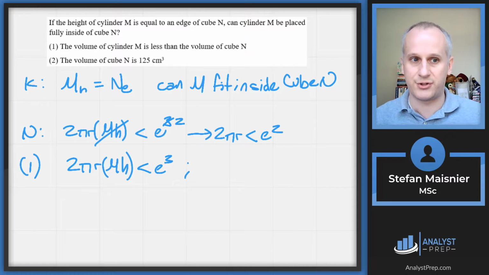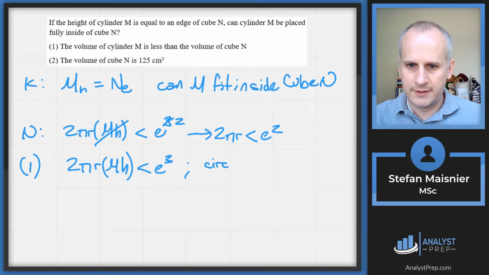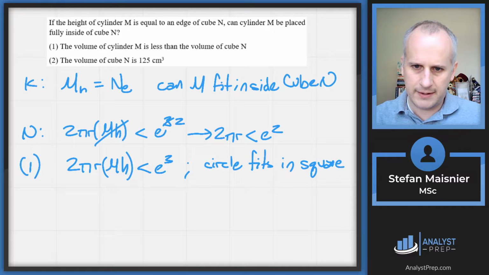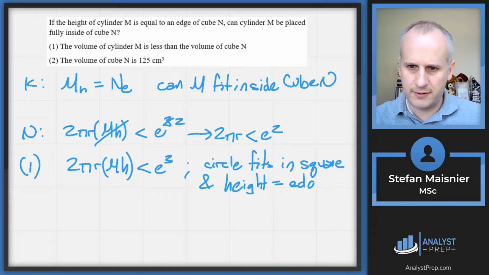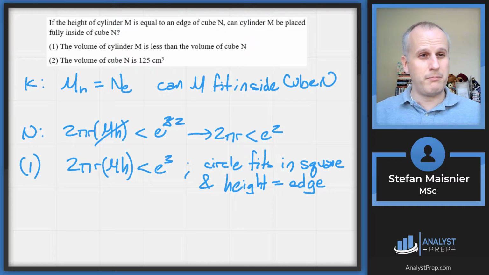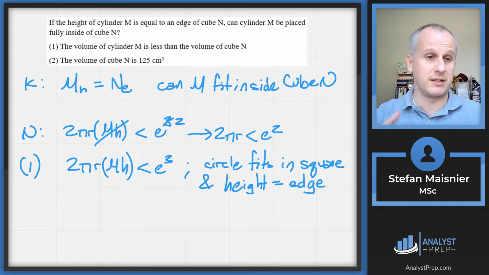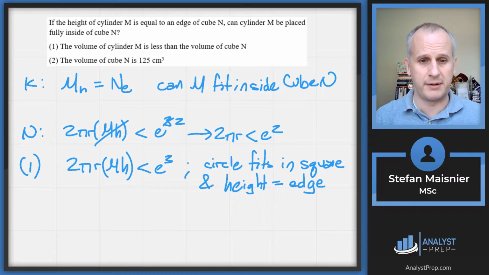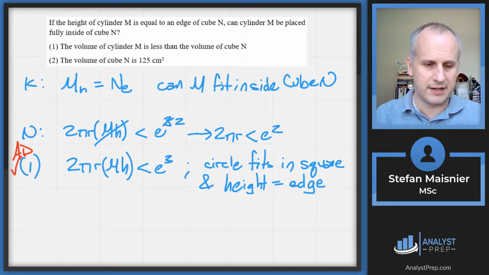So if the circle fits inside the square, and the height is equal to an edge, no matter what, there's no manner in which we could have our height basically pop out of our cube anymore. So this by itself is sufficient, and we've got our options as A or D.